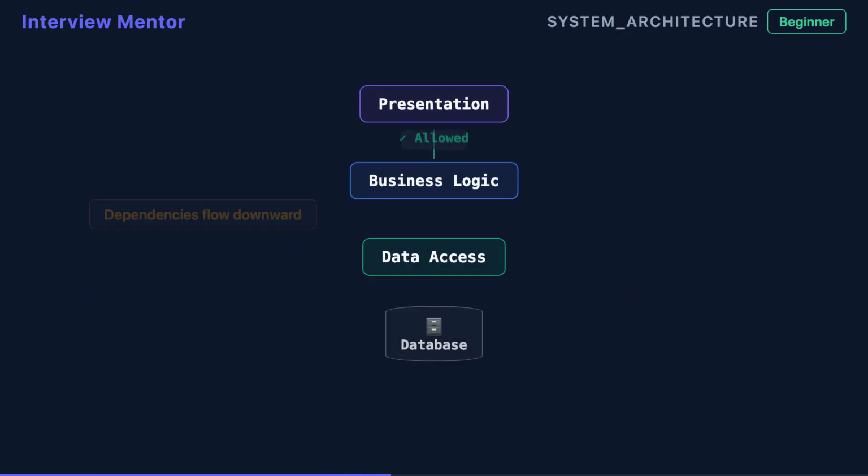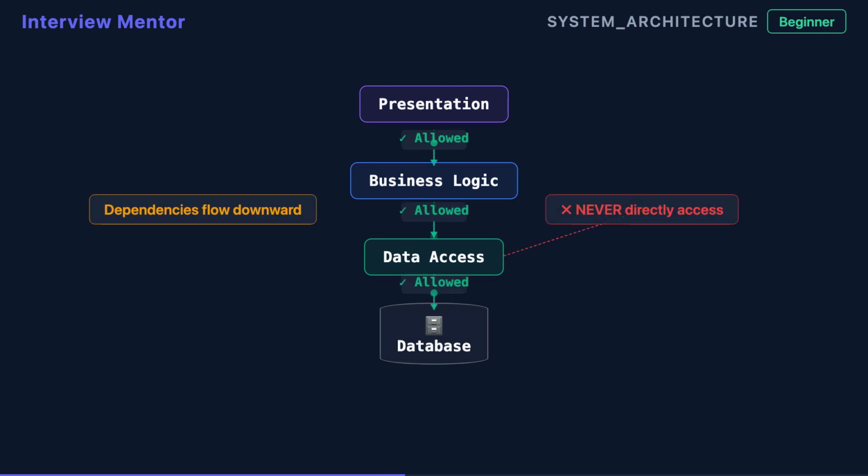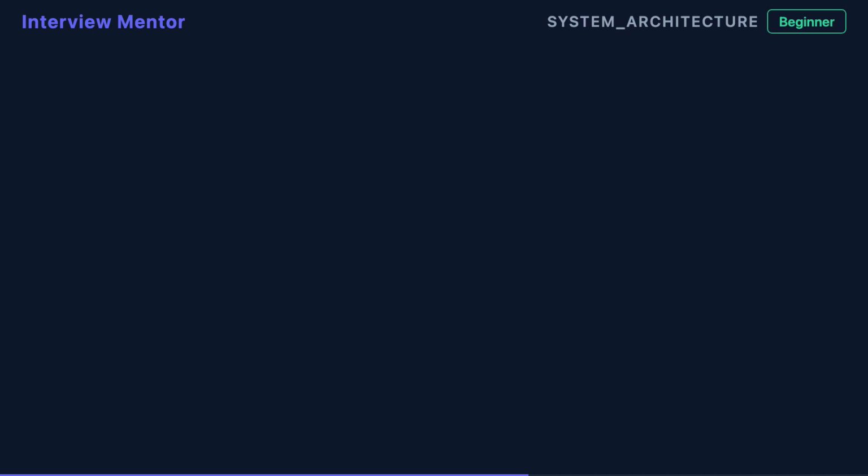Here's the crucial rule. Layers can only communicate with adjacent layers. The presentation layer talks to business logic, which talks to data access, but presentation never directly accesses the database. Dependencies flow downward in one direction. This creates a clean dependency chain and prevents tight coupling. If your UI code is writing SQL queries, you're breaking the layered architecture pattern.